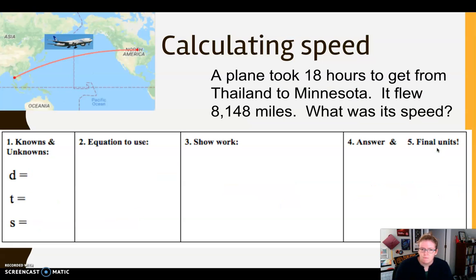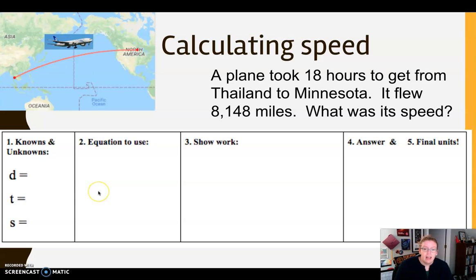Let's try another one. So this other problem, we have a plane that's going from Thailand to Minnesota. So a plane took 18 hours to get from Thailand, over here, to Minnesota, right here. And it flew 8,148 miles. What was its speed?